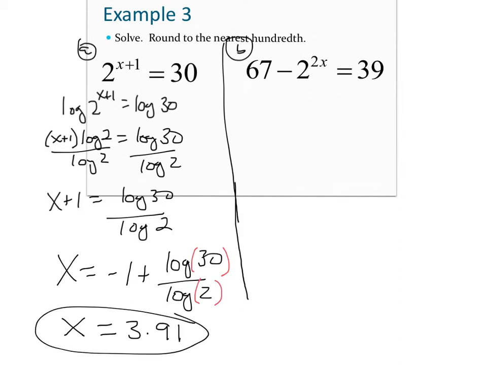You can go back and put 3.91 into your exponent just to confirm that it's correct, and we'd get approximately 30. We're rounding, so it's not going to be perfect. Okay, so let's go ahead and move on to part B.